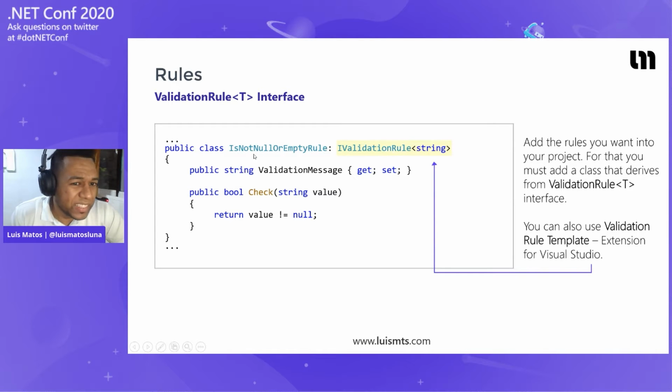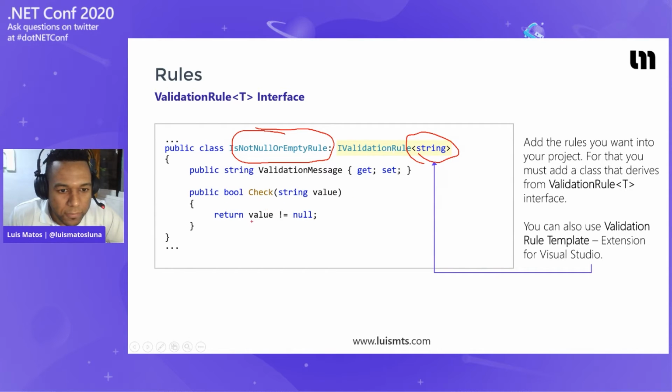This is an example that I have here, a really simple example. It's a not null or empty validation rule that I created. What this does is only check if a string, because we are setting the string here, is null or not. Is right. Let's see.